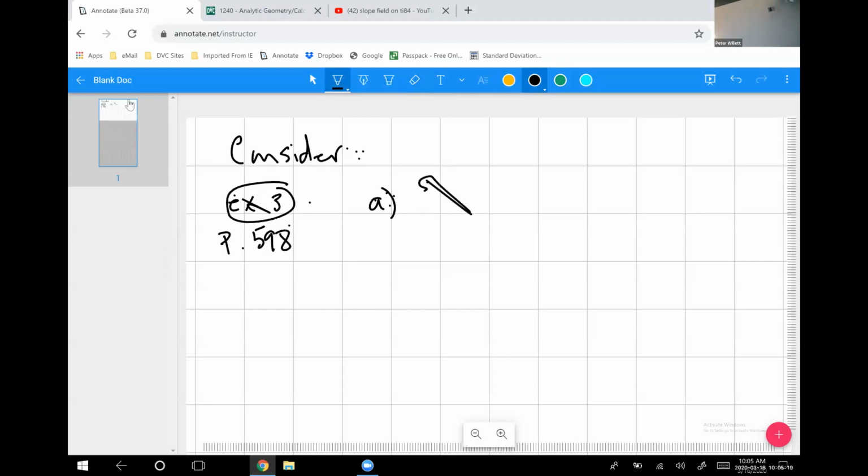All right. For some reason my pen is drawing more than I want it to.